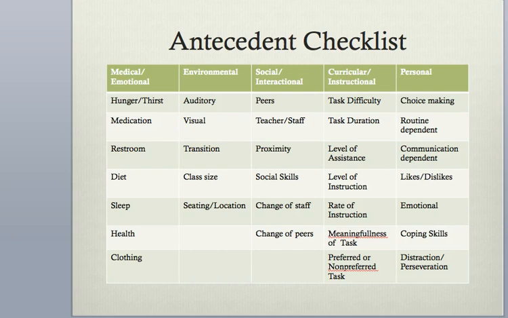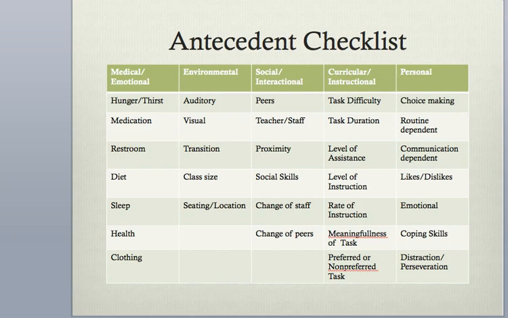Social, are peers involved? Are staff involved? Is it a particular peer? Is it a particular staff member that seems to be around the individual when the behavior sets off? Is it when they work close together with other individuals? Is it a social skills issue? Is it when they are required to have social skills and they don't have them? So you want to know about social and interactional issues.